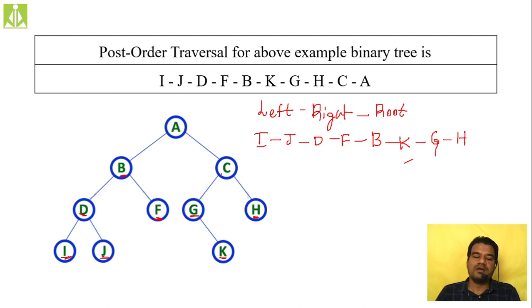Go back. For C, left is G, visited, right is H, visited. So try to visit C. For C, left G, already visited. Right H, already visited. Root C, already visited. Go back. A. Okay. For A, left B, already visited. Right C, already visited. Now you visit root A.